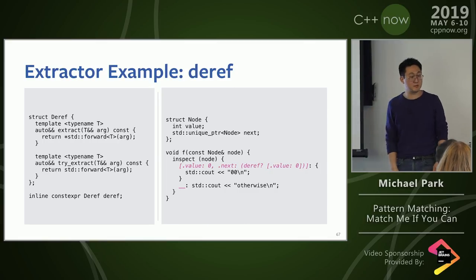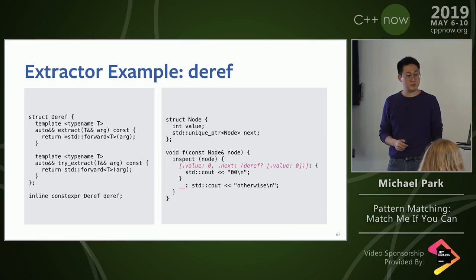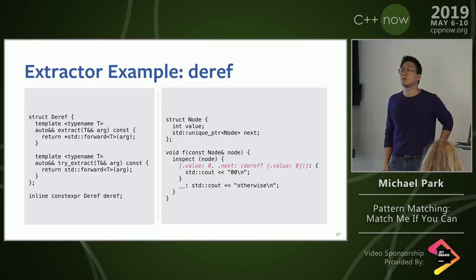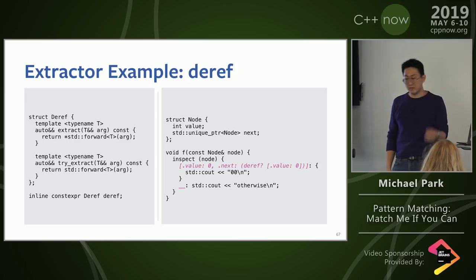Is that clear? Lisa, tell me if I'm wrong about this. With an extractor, you could match against the last element of a linked list by actually walking down. In the extractor, you have code. You can walk to the end and hand it back. Yes, you could do that.